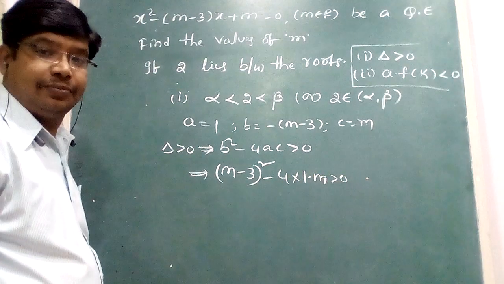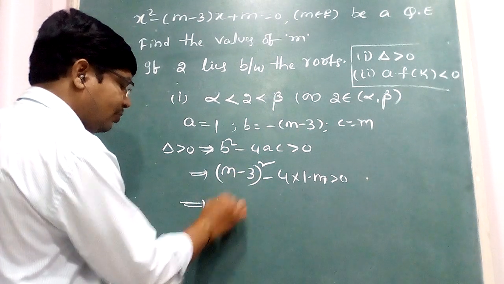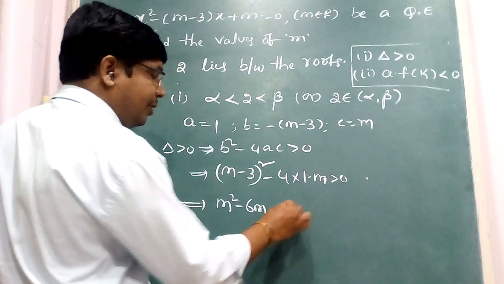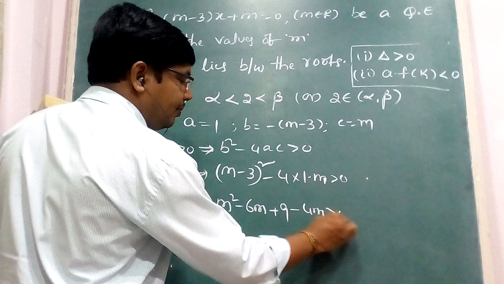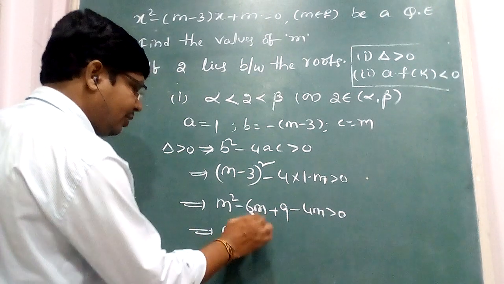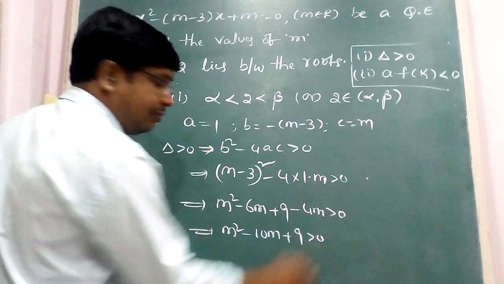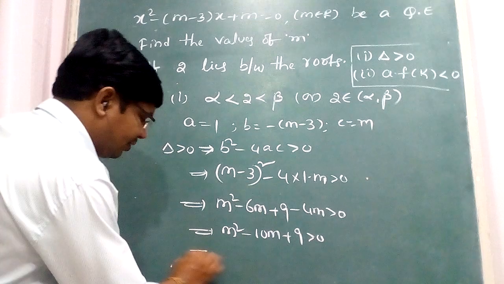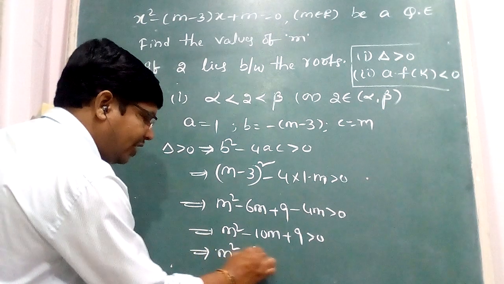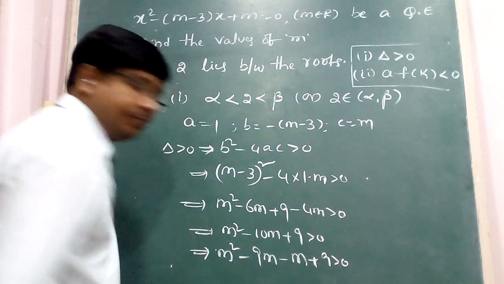From this one, it is (a minus b) whole square: a square minus 2ab plus b square, that is m square minus 6m plus 9, minus 4m. From this one is m square minus 10m plus 9 is greater than 0. I am trying to factorize now. 9 times 1 is 9, 9 plus 1 is 10. m square minus 9m minus m plus 9 is greater than 0.